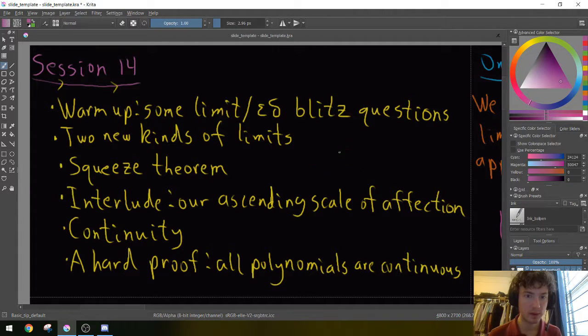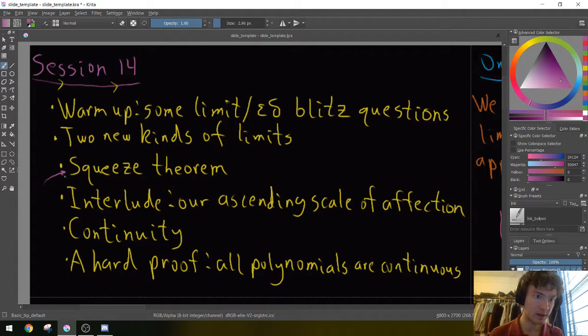So the roadmap is I have a couple short limit questions, some Epsilon-delta stuff to warm up. Then we're going to practice the definition of limits by defining a couple related notions, slight modifications of the old limiting definition, which will require you to remember the Epsilon-delta definition and change it slightly. Then there's this important theorem.